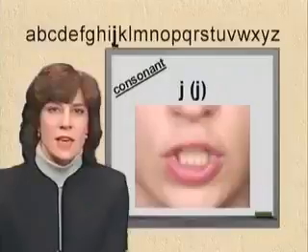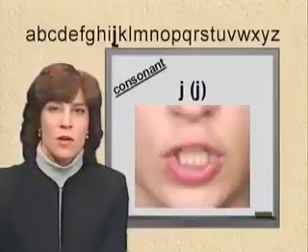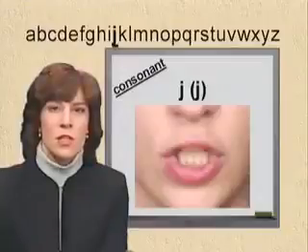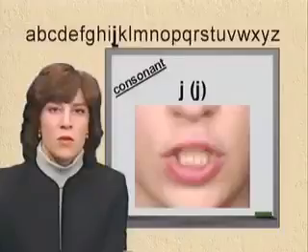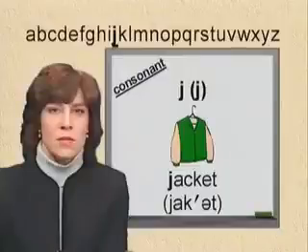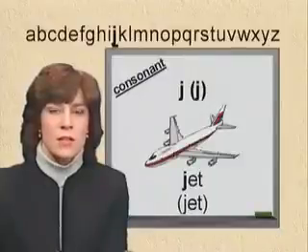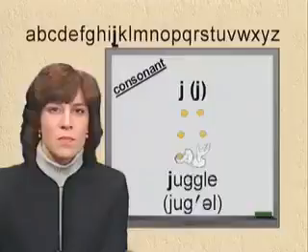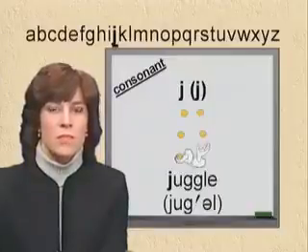J. The J sound is made by opening the mouth and pushing the lips outward. The teeth are shown clenched together. The tip of the tongue touches the top of the mouth. J. Jacket. Jet. Juggle.